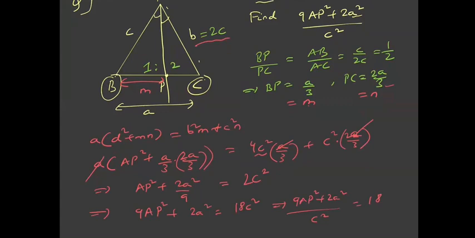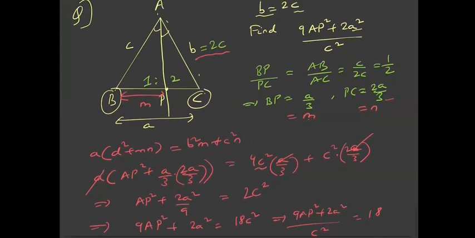Okay. So first I have used the internal angle bisector theorem, that if AP is the angle bisector, then BP by PC is the ratio of its sides, that is AB over AC. Then I got the length of BP and I got the length of PC. Then I used the Stewart's theorem. Okay, so just copy it down. Copy it down quickly.